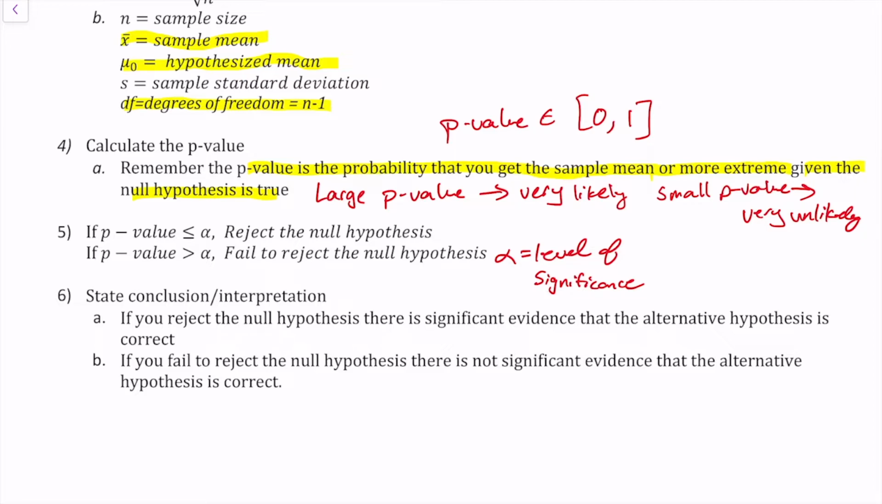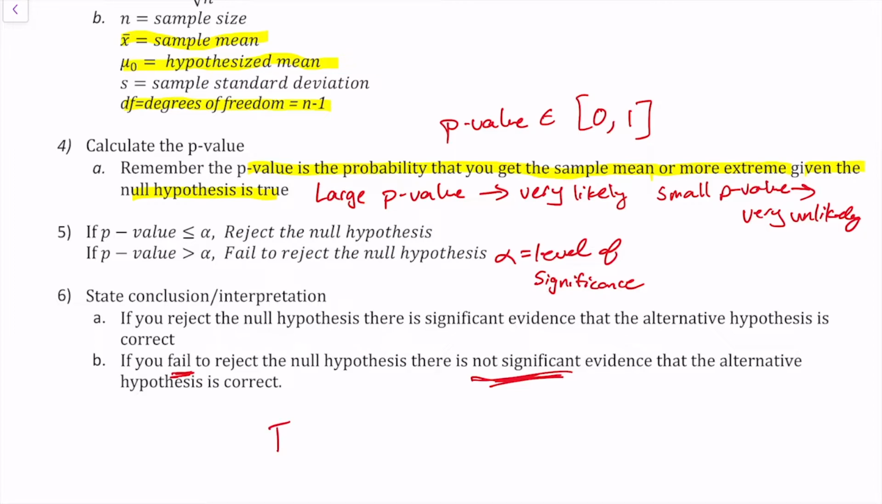Once you've made that decision, you can make your conclusion. If we reject the null hypothesis, there is significant evidence that H null is wrong and HA, the alternative hypothesis, is correct. However, if you fail to reject the null hypothesis, there is not significant evidence. We've talked about this in previous videos. The easy way to remember this is that anytime you fail, that means there's not enough.